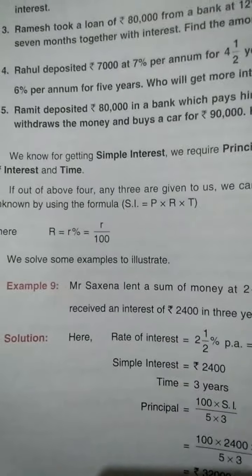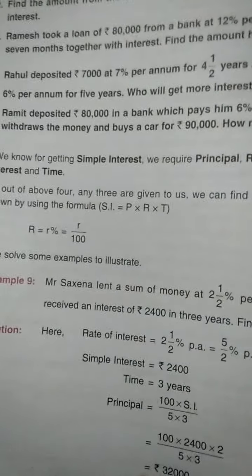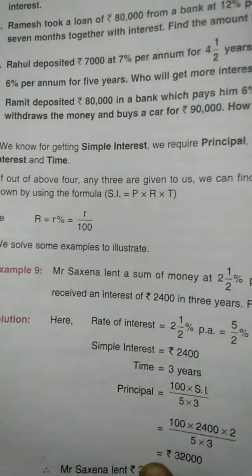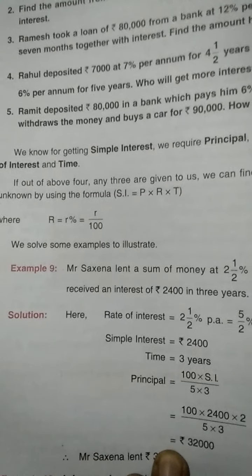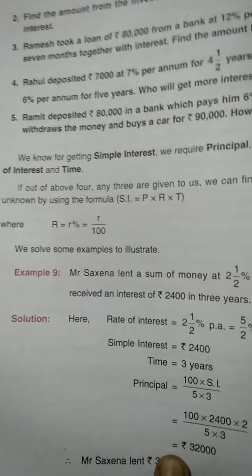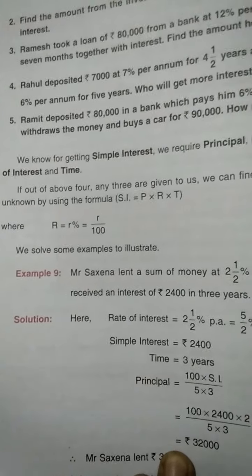Okay, so we know that for getting simple interest we require principal, rate of interest and time. If any 3 of the above 4 are given to us, we can find the unknown by using the formula: simple interest is equal to P multiplied by R multiplied by T, where R is equal to R by 100. We solve examples to illustrate.